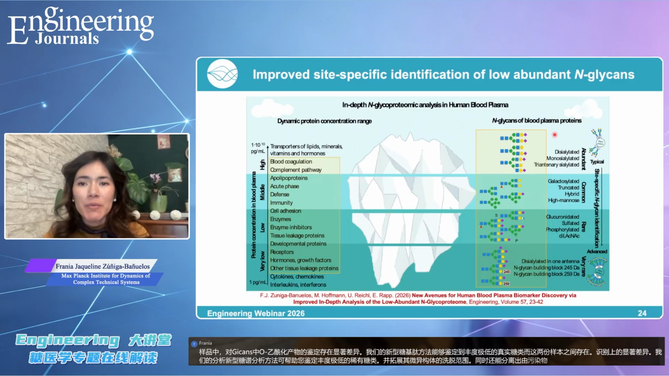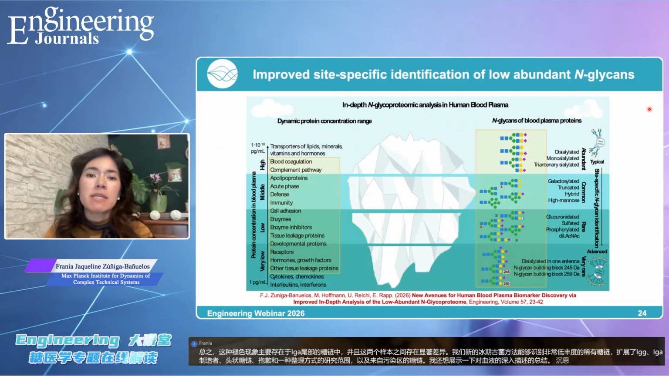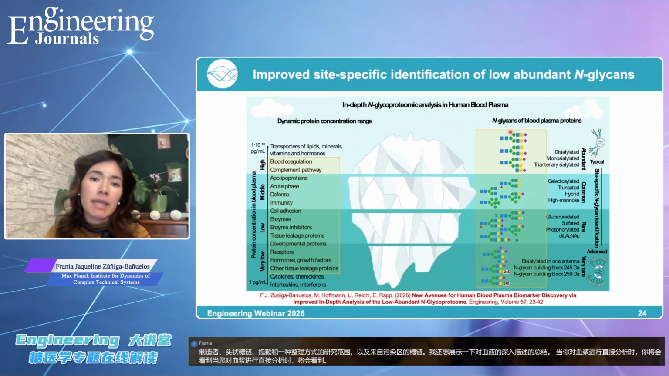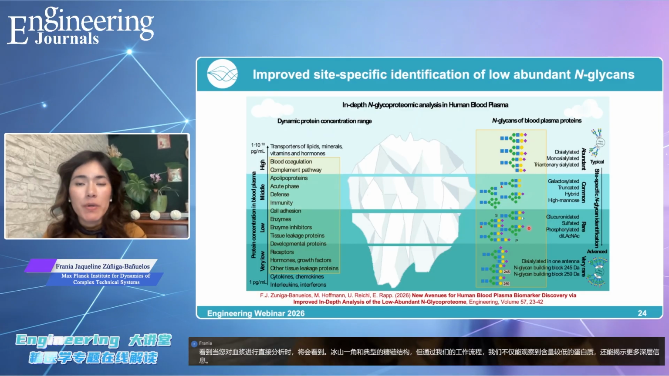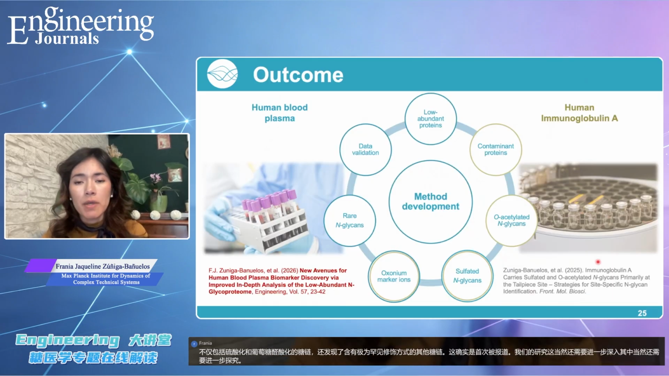I want to also show the summary of the in-depth description of blood plasma proteins. When you do the direct analysis of blood plasma, you will see the tip of the iceberg and the typical glycans. But with our workflow, we were able to see lower abundant proteins, but also rare glycans, not only sulfated and glucuronidated ones, but also others containing very rare masses, reported for the first time by our research, which needs to be, of course, further investigated. Well, this is the outcome of this research.